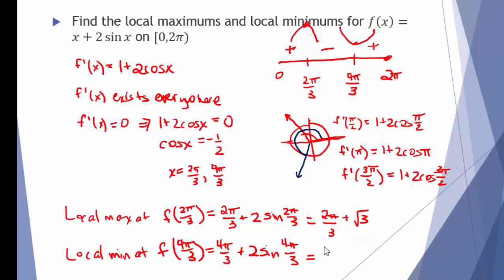So we get 4 pi over 3. And then the sine at 4 pi over 3 is negative square root of 3 over 2. So that's going to, once you cancel the 2's, be minus the square root of 3. And this is how you want to leave your answers. You don't want to pull out a calculator and give a decimal representation. You want exact values for these local maxes and local mins.